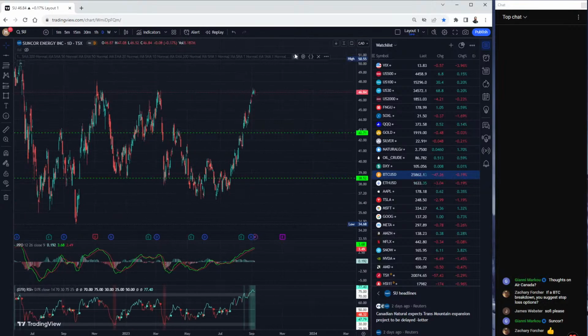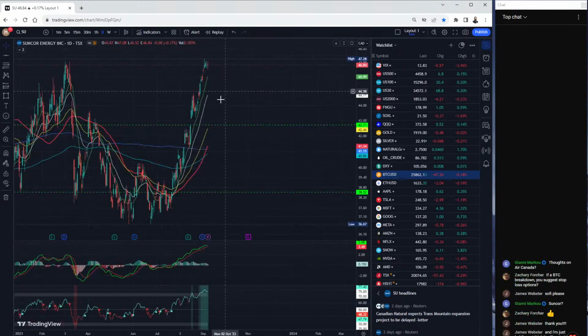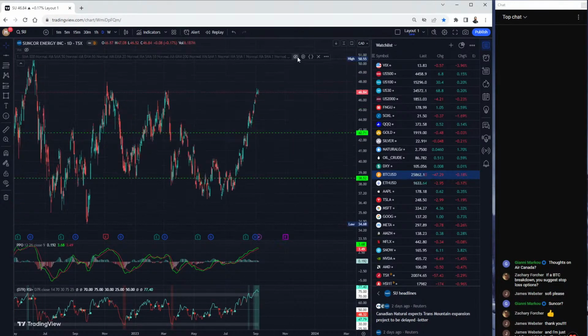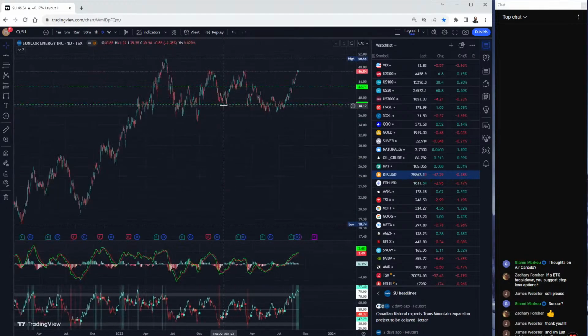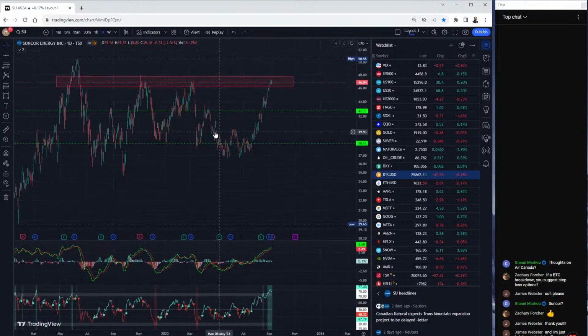Let's bring the moving averages back here to see. You can see this is like a parabolic move, buddy. Very parabolic move. So I think at minimum I want to wait for it to dip. I don't want to buy Suncor here. I have no interest in buying Suncor here, especially if I zoom out. You can see this whole area. This is a big resistance here, right? If I make it red, this also I make it red. Okay, the big resistance here.